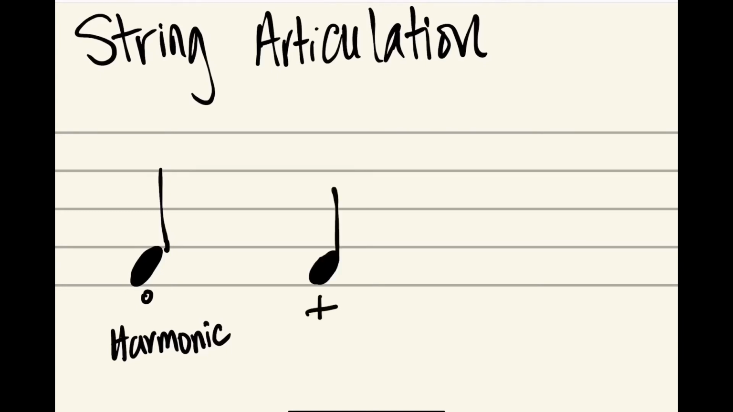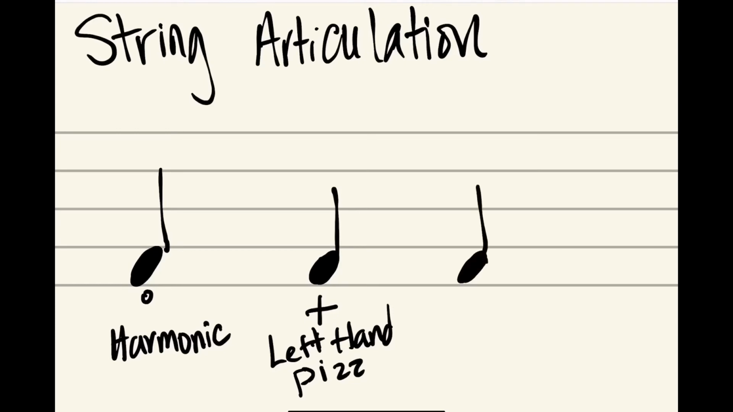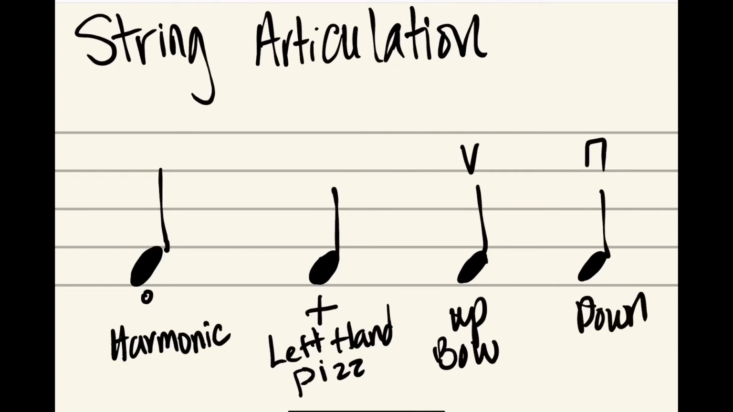We also have our left hand pizzicato, or our left hand plucking, which is that plus sign. And you know what a plus sign means? To pluck with the left hand, not with the right, as we're usually accustomed to as string players. The next marking would be our up bows and down bows. The up bow is a V symbol, and the down bow is like a little staple or a square without the bottom part. Those are up bows and down bows for string players.